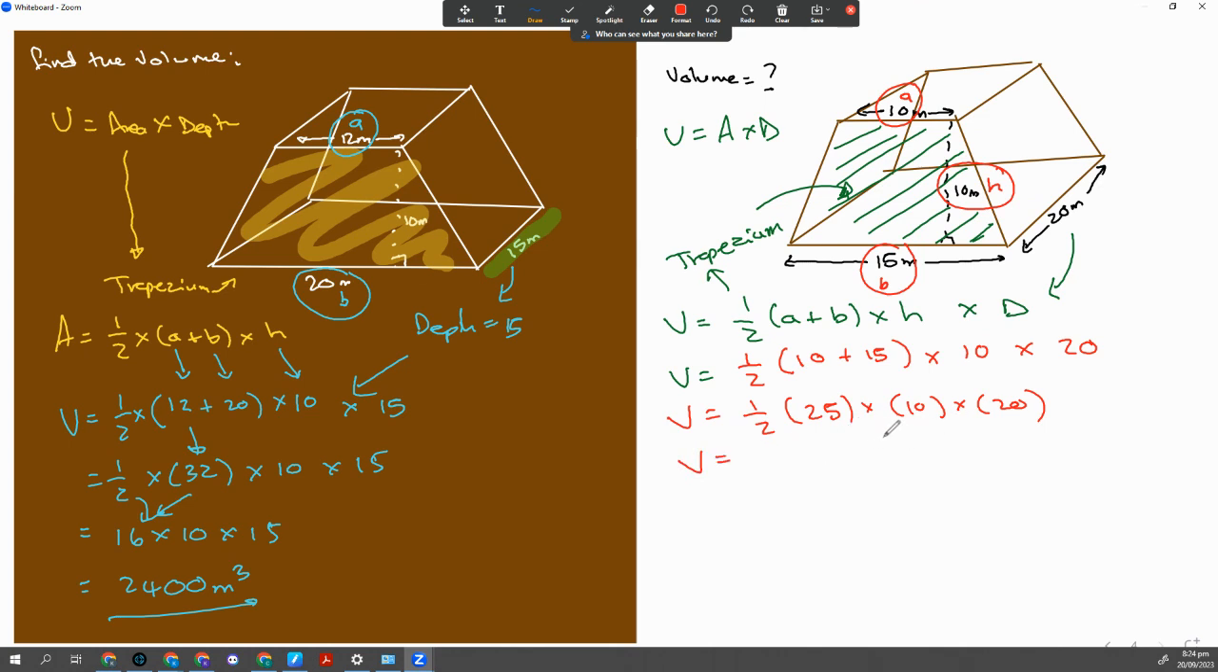Now I'm just using brackets for now, but you don't need to. You can use anything. I'm going to put this on the calculator straight away. It's going to give me an answer from here. So it's going to be 1 over 2 times 25 times 10 times 20. And that comes to 2,500 meters cubed. And that'll be the volume of this trapezoid. All right.